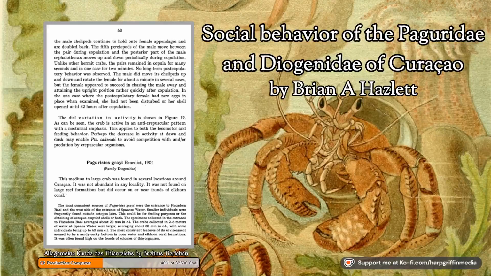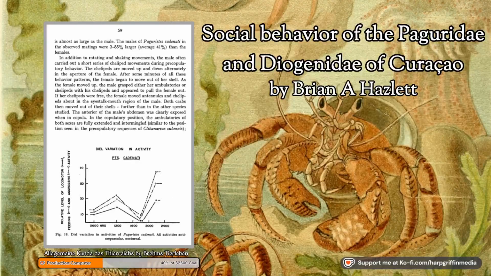The diel variation in activity is shown in Figure 19. As can be seen, the crab is active in an anti-crepuscular pattern with a nocturnal emphasis. This applies to both the locomotor and feeding behavior. Perhaps the decrease in activity at dawn and dusk may enable Paguristes cadenati to avoid competition with and/or predation by crepuscular organisms. Figure 19. Diel variation in activities of Paguristes cadenati, all activities anti-crepuscular, nocturnal.